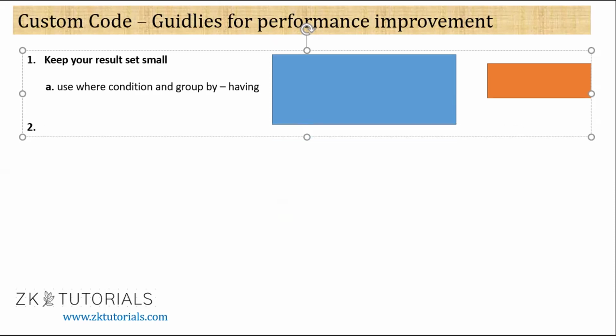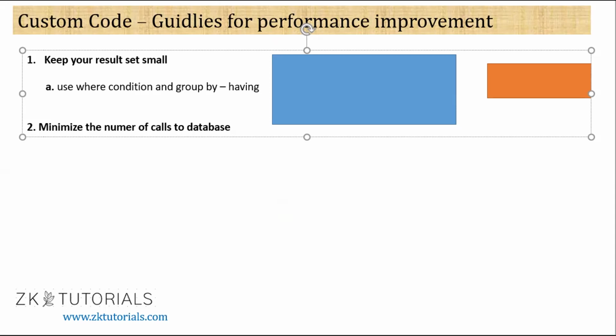The second guideline is to minimize the number of calls to the database. What is this I'm saying, guys? Calls to the database means don't hit the database again and again. Don't write multiple select queries to do the same task in your program, in your reports, anywhere. Minimize the number of hits to the database.